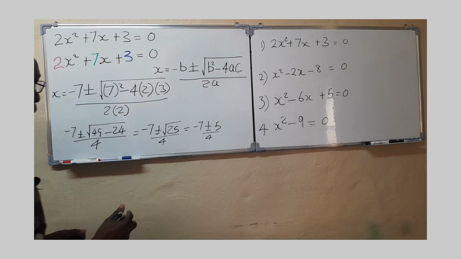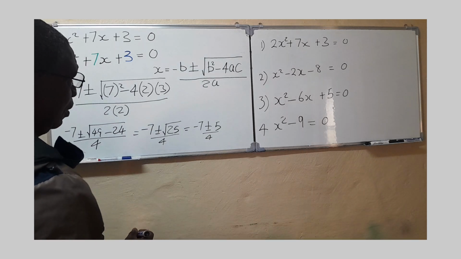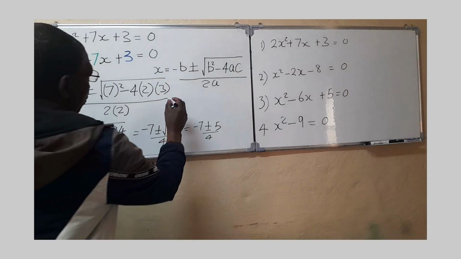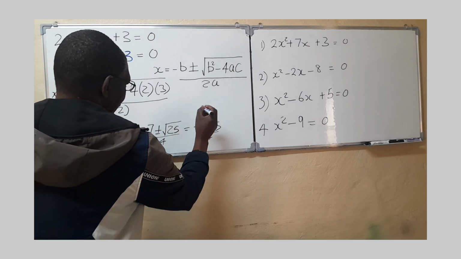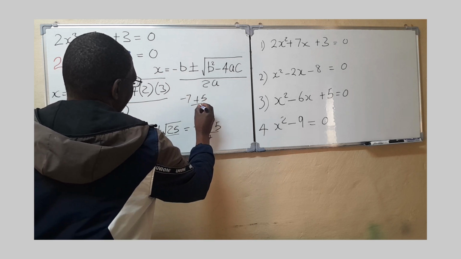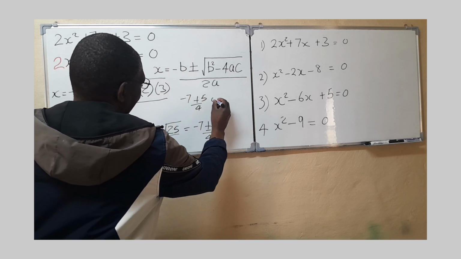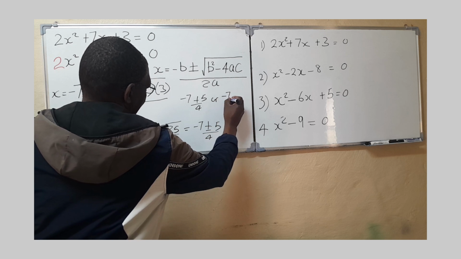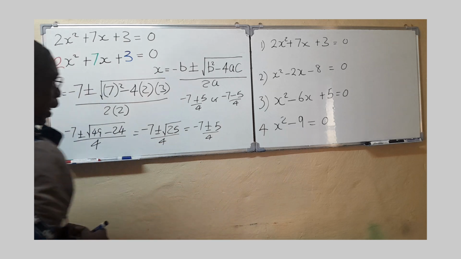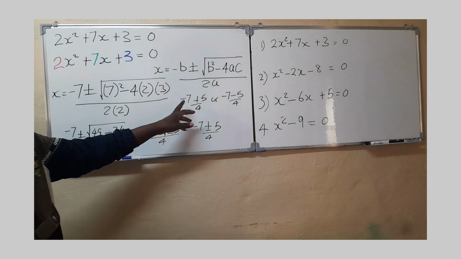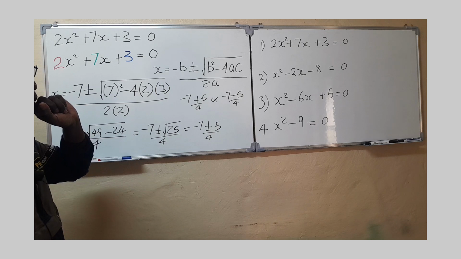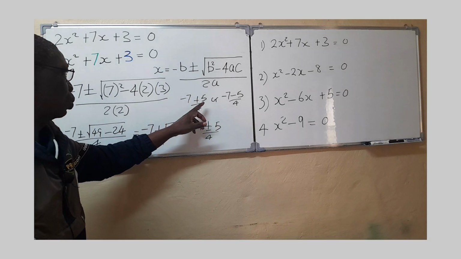So one of the answers is, let's put it here somewhere. So one of the answers is minus 7 plus 5 over 4. And the other one is minus 7 minus 5 over 4. Okay? So let's evaluate the first one. Minus 7 plus 5 is minus 3. Minus 2. So it's minus 2 over 4.